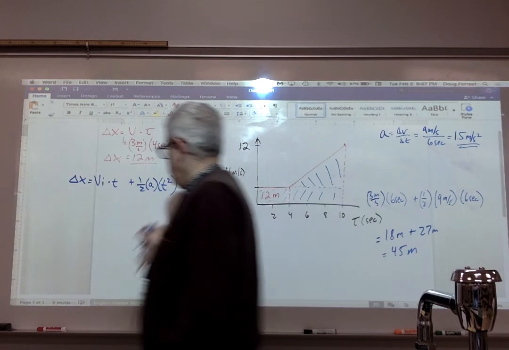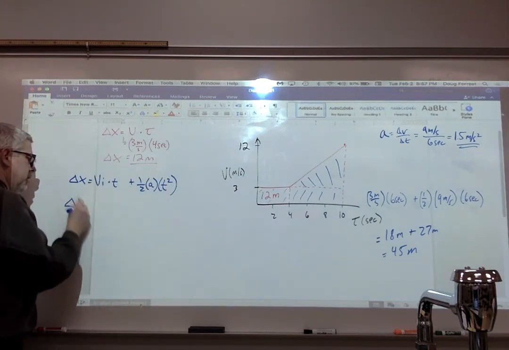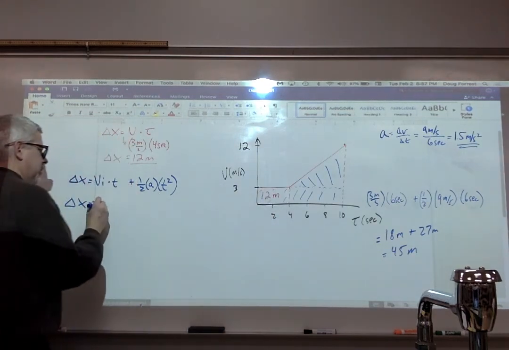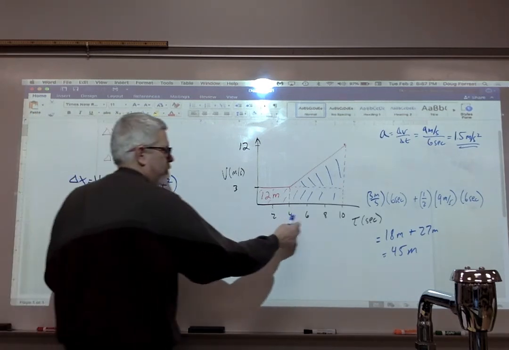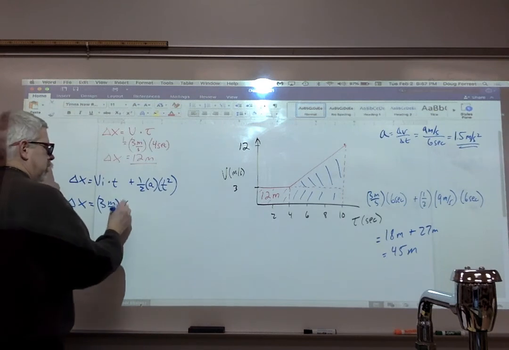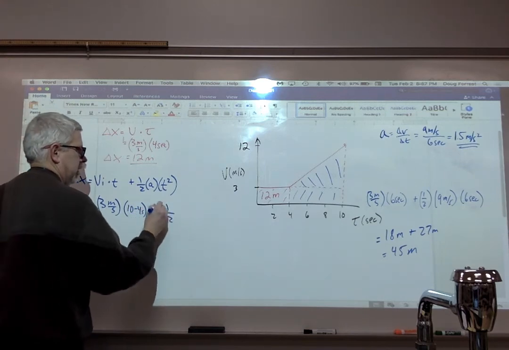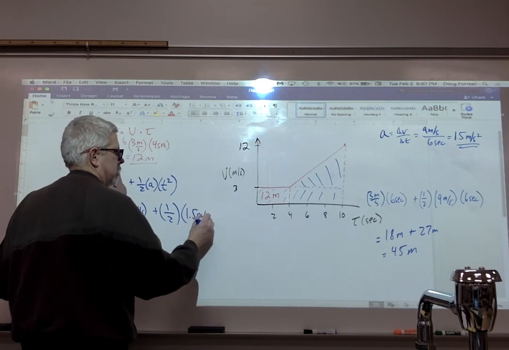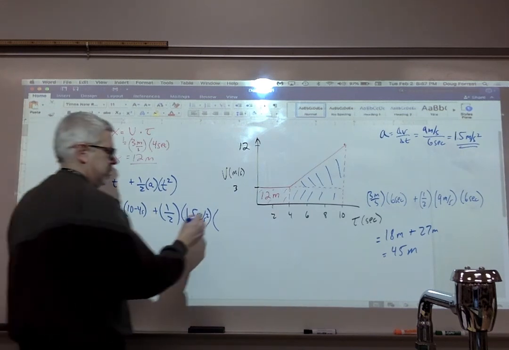So now I can go down here. So this displacement, my initial velocity, still 3 meters per second. The time interval is from 4 to 10 seconds now. So I'll say 10 minus 4, or 6 seconds, plus 1/2. The acceleration I just found is 1.5 meters per second squared. The time interval, again, 10 minus 4 seconds, or 6 seconds.